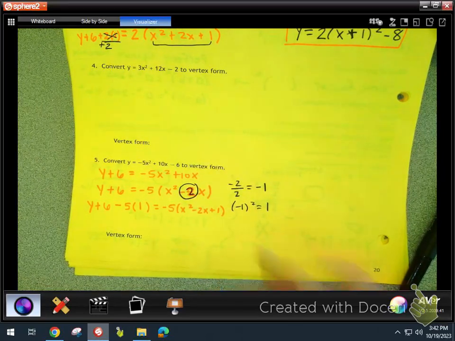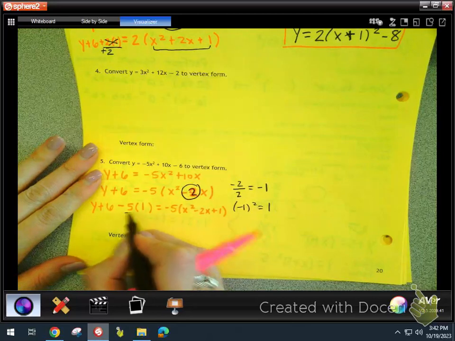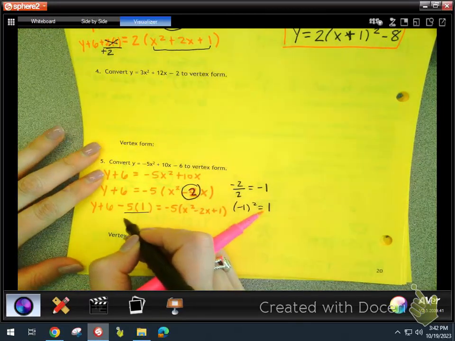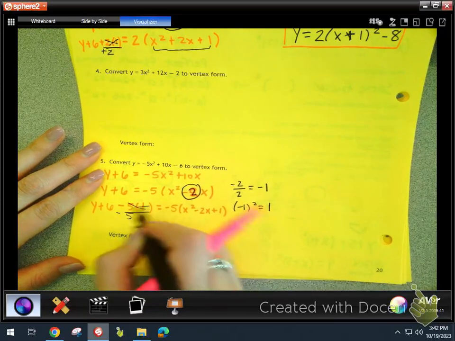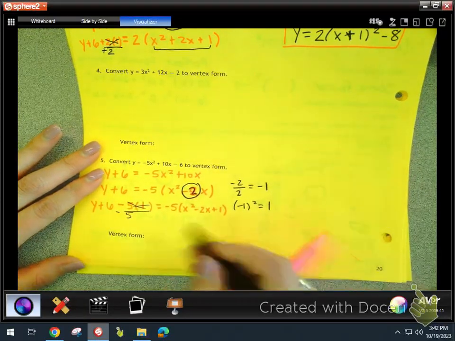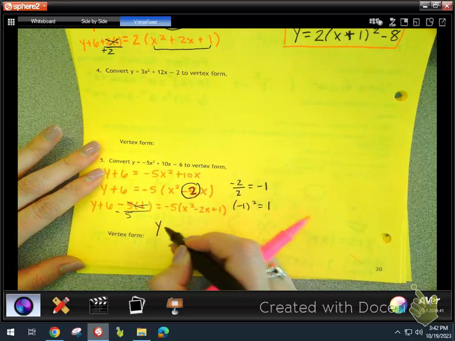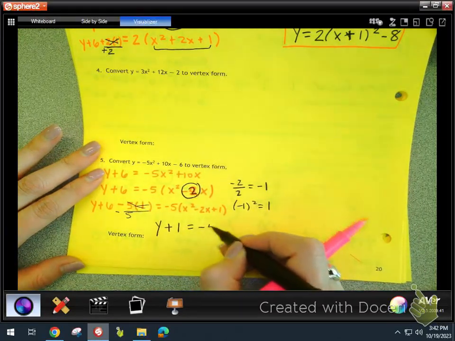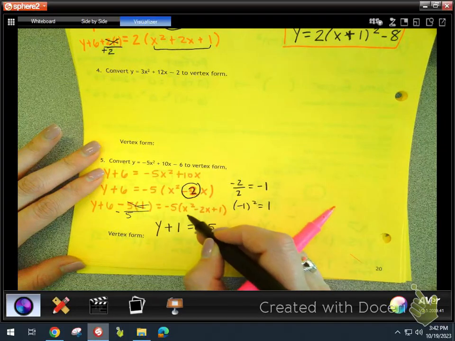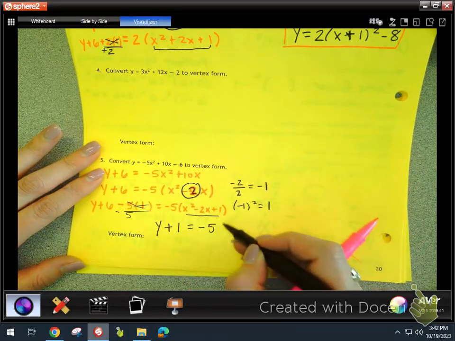Okay? So this becomes negative 5 times 1, which is negative 5. And so then it's 6 minus 5. What is 6 minus 5? 1. So y plus 1 equals negative 5 drops down. Now I do my factorization of this guy.